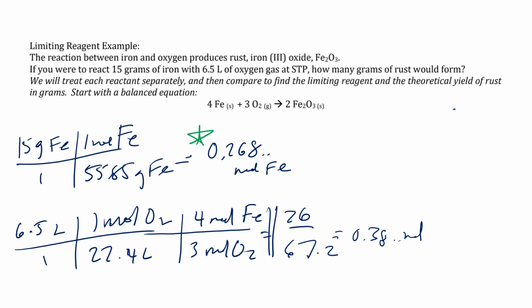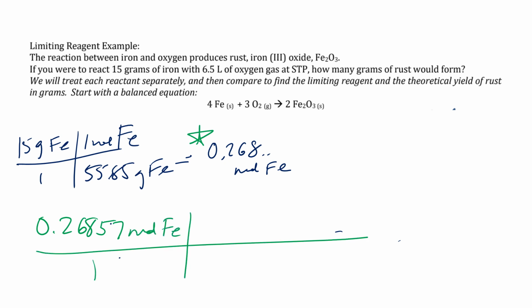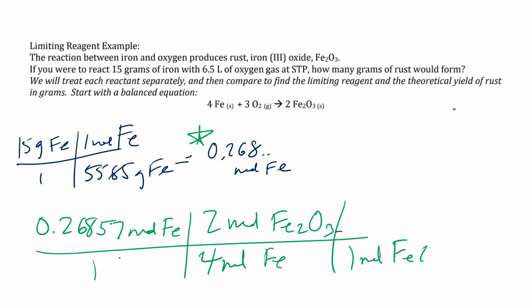Okay? So I'm going to erase the bottom because I need space. Use a different color. So I have approximately 0.26857, let's find moles of iron. In 4 moles of iron, I have 2 moles of Fe2O3, 1 mole of rust on the bottom. Oops, that's ugly, my bad.